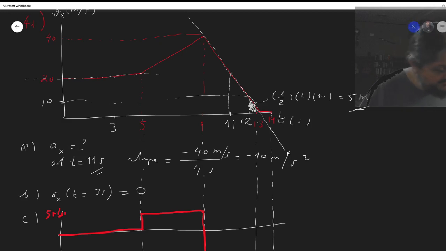It's all positive. Okay, let's check the answers really quick, and then I'm going to stop there. 41. A is negative 10, B is 0, C is just like I drew, and then 5 meters is D.